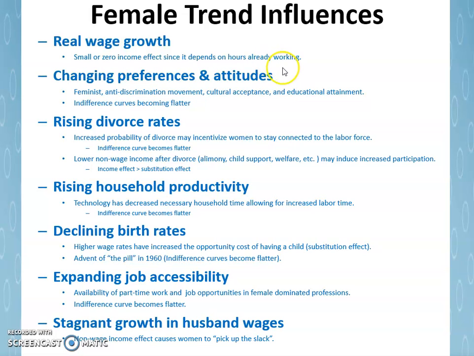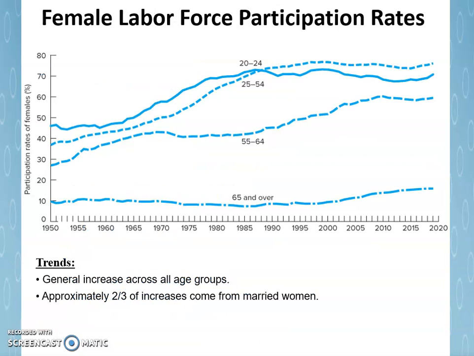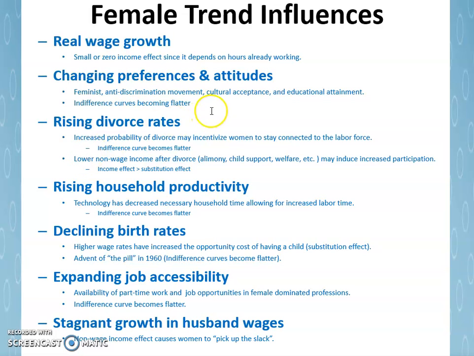Another factor is changing preferences and attitudes. You have a lot of movements that occurred during this time frame. In the 60s and the 70s, you saw the feminist movement, the anti-discrimination movement. You started to see more cultural acceptance of women in the workplace and in educational environments, and this caused indifference curves to become flatter and greater participation in the labor force by women.